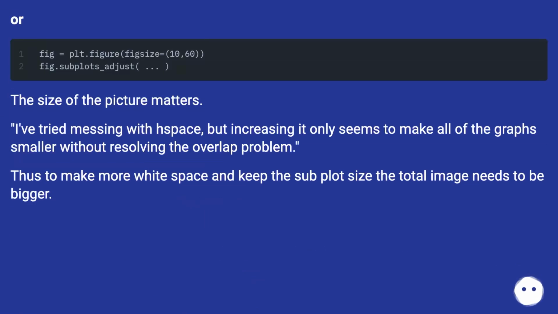Or the size of the picture matters. I've tried messing with hspace, but increasing it only seems to make all of the graphs smaller without resolving the overlap problem. Thus, to make more white space and keep the subplot size, the total image needs to be bigger.